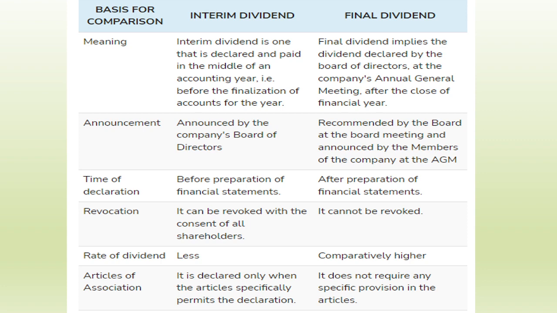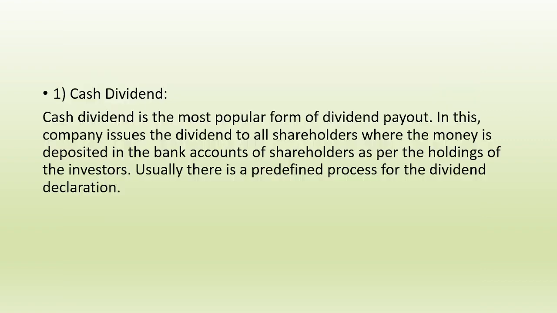Then on this point, interim dividend is declared only when the articles specifically permit the declaration. Means if it is mentioned in the articles of association, only then will the company announce and pay the interim dividend. Otherwise it will not. But in case of final dividend, there is no such requirement that a specific provision should be in the articles. So these were the two basic types; now other types of dividend.